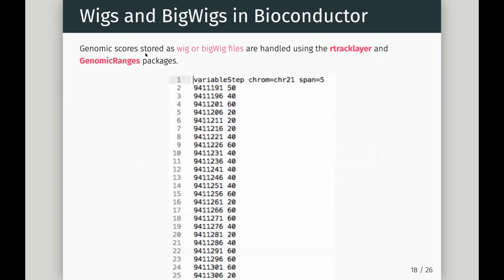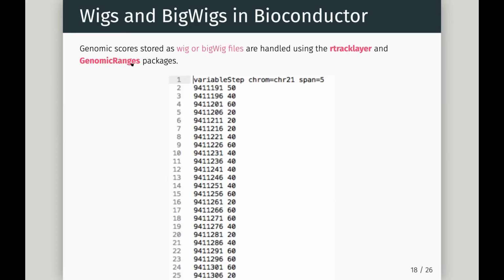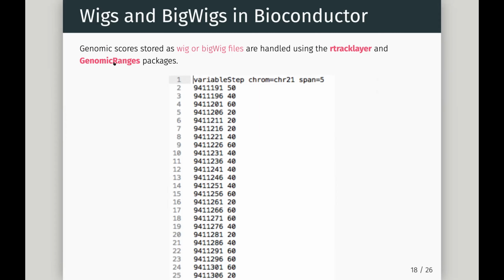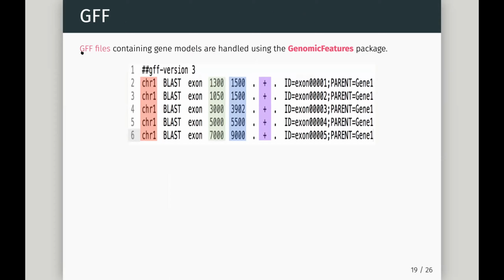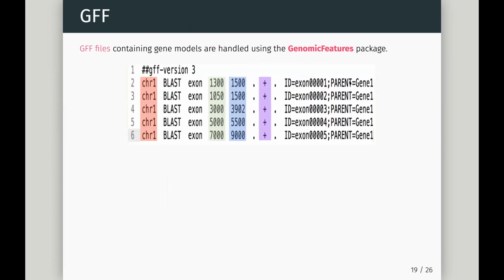For WIGs or bigWig files, remember these long stretches of steps of scores, or the bigWigs, which is the compressed version, we can use rtracklayer to, again, import them and export them, and GenomicRanges, again, like with bed, because they're very bed-like, allows us to interact with them, manipulate them, analyze them. GFF features, you can start to see a trend here, GenomicRanges, GenomicFeatures. GFF files, these are our gene models. These are handled using the GenomicFeatures package, which just extends GenomicRanges to now take into account some of this additional metadata information. Remember, these exons belong to this gene.